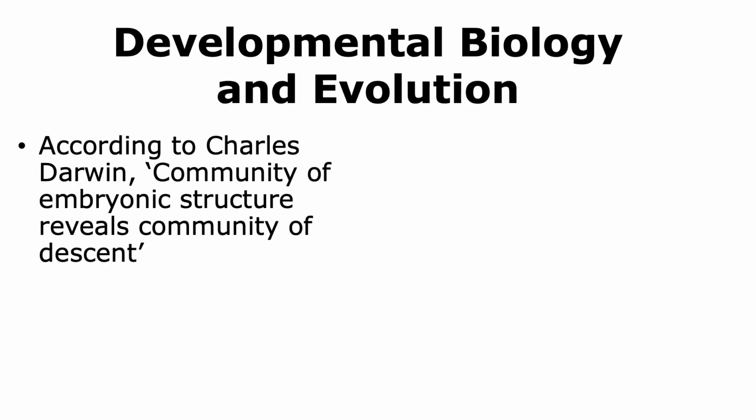Developmental biology can help us understand the process of evolution. Now, based on Karl Ernst von Baer's laws of development, Charles Darwin put forth the idea that the community of embryonic structure reveals a community of descent. Now, let us see what he's trying to say in that statement.